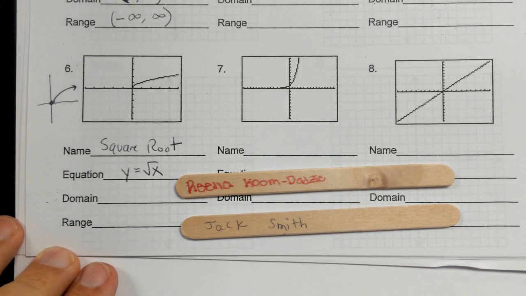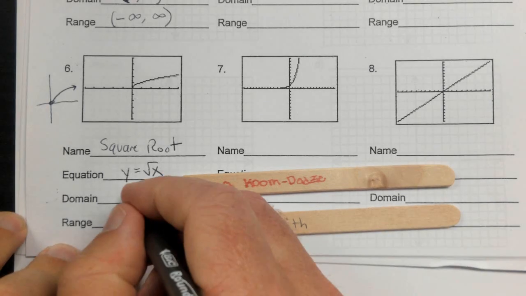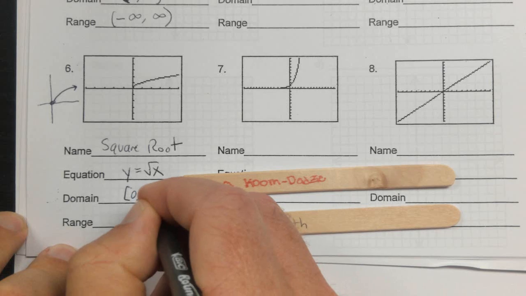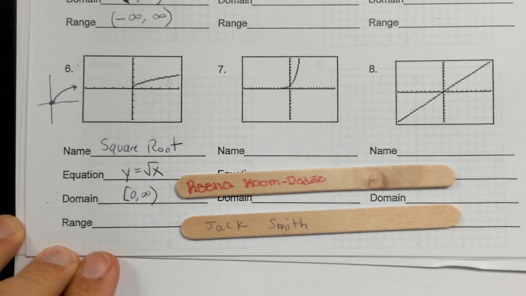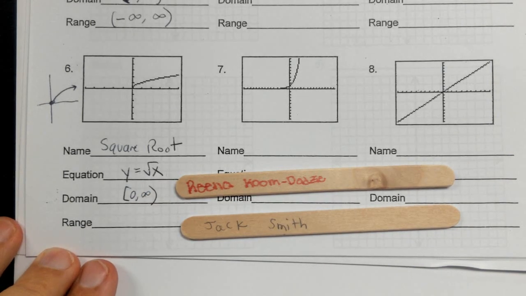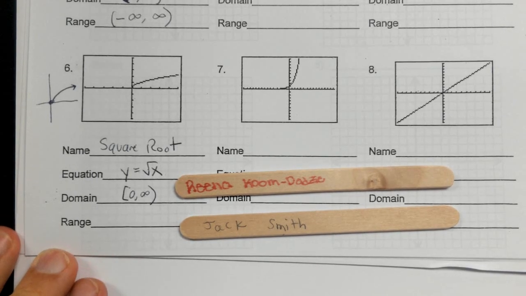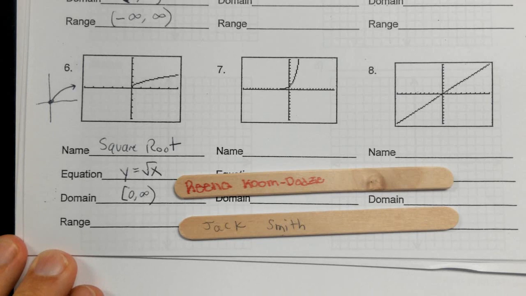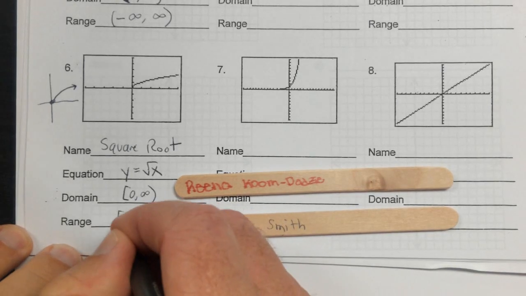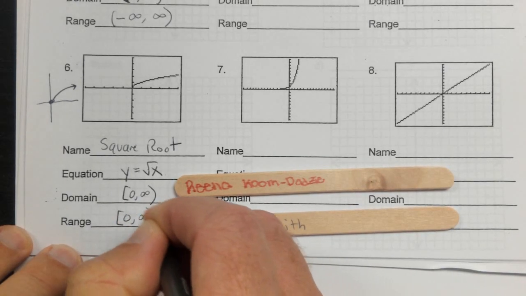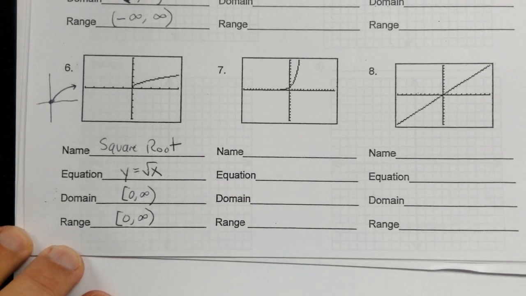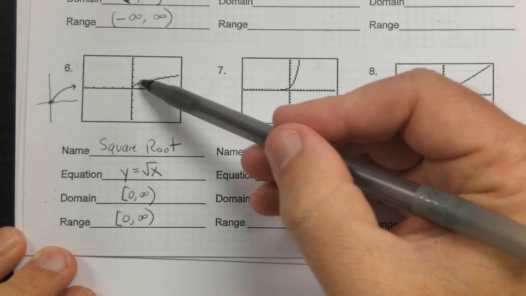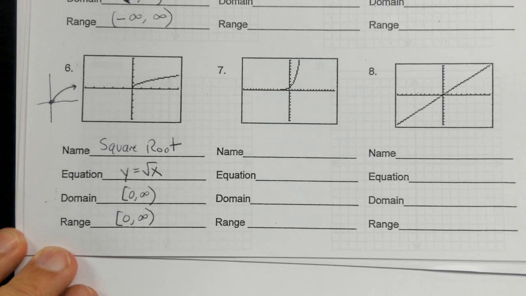So Rena, how about the domain? Would it be 0 to infinity with a bracket or 0? Very nice. 0 to infinity, a bracket on the 0. It starts at 0. You can take the square root of 0 and get 0. So yes, we'll start at 0. Would it be the same for the range? It would be the same, because the y values start at 0 and go up to infinity.